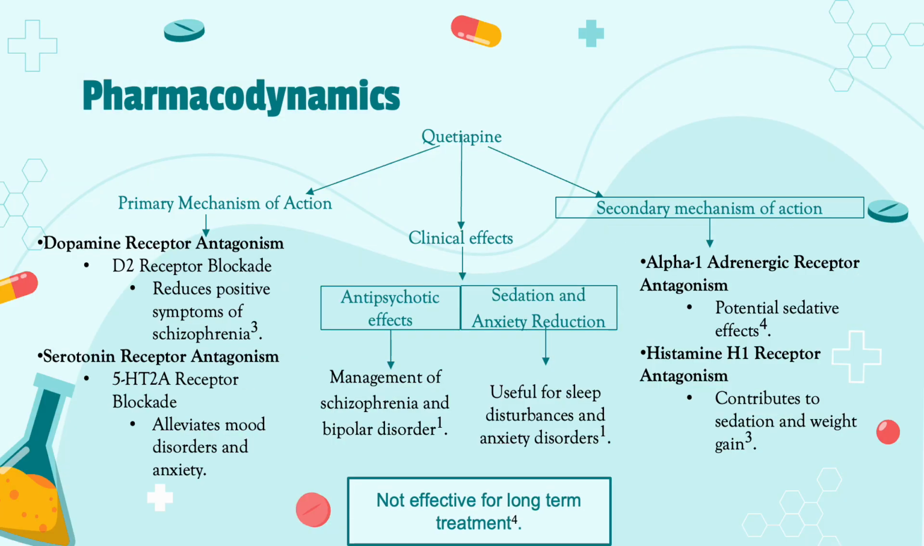As for the pharmacodynamics, quetiapine's primary mechanism of action involves D2 receptor antagonism, which reduces positive symptoms of schizophrenia. It also acts on 5-HT2A receptors, alleviating mood disorders and anxiety. Quetiapine is also known for its sedative effects mediated by histamine H1 and alpha adrenergic receptor antagonism. These properties make it useful for treating sleep disturbances and anxiety alongside antipsychotic effects. However, quetiapine is not effective for long-term treatment.